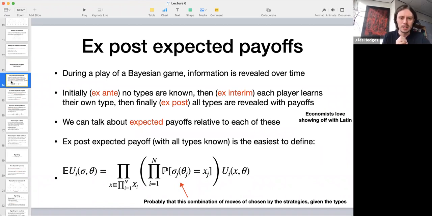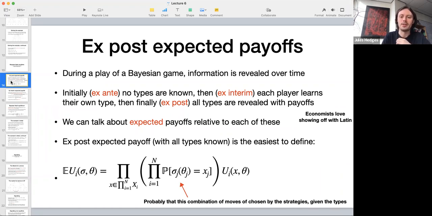Okay, so Bayesian games are kind of subtle. You need to think very carefully about what is beliefs and what is knowledge of players at different points in time. So during the play of a Bayesian game, information is revealed over time. Initially, when the game starts, no types are known. There is only the prior, which all players share. And then there's an intermediate point, which is where each player learns their own type, but still only has beliefs about the other players, and that's when Bayesian updating happens.